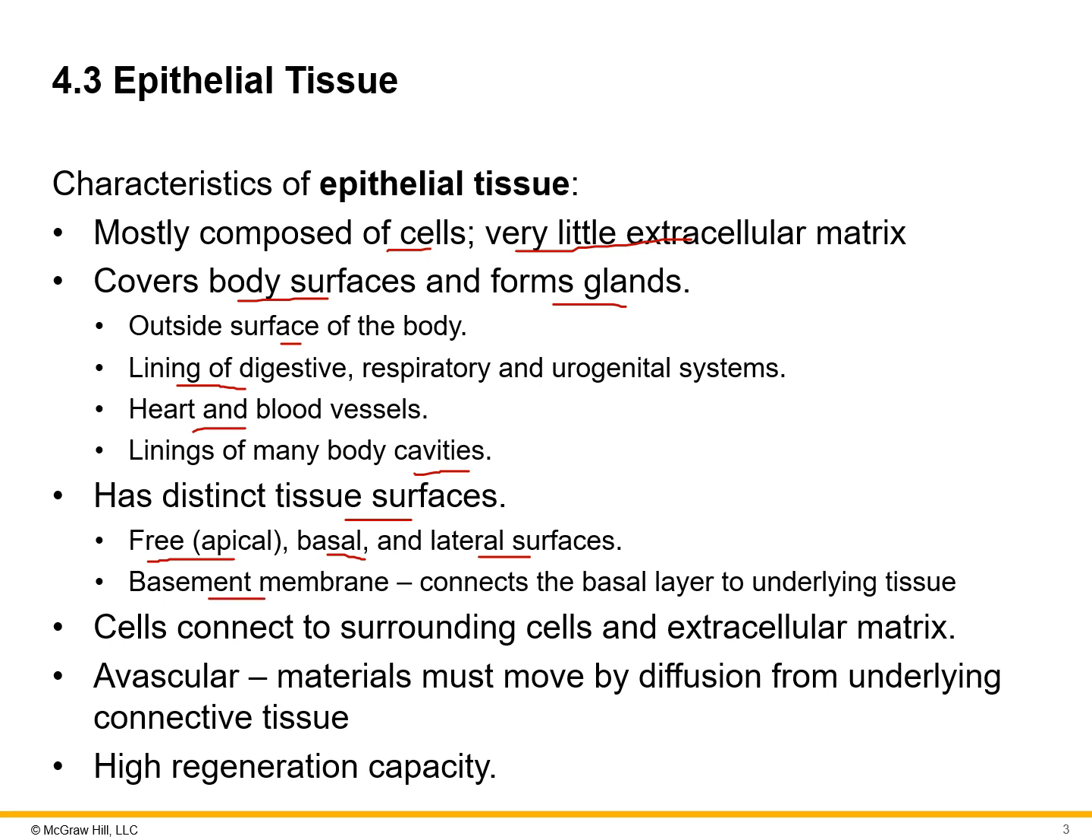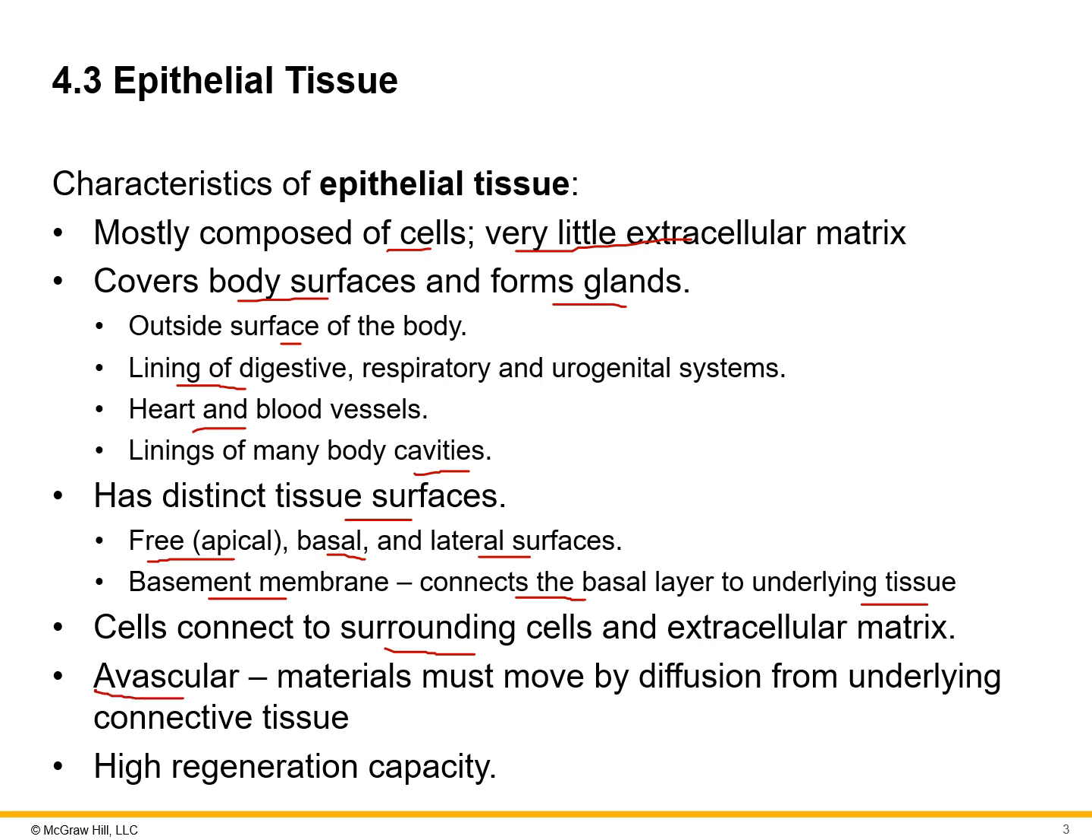And because it's on the lining, they're attached to other tissues. So they have what's referred to as a basement membrane, and that connects that basal layer to other tissues. So like our skin, we have the epidermis, which is on the outside, and then the dermis. So again, that epithelial tissue would be attached to another tissue using that basement membrane. And then again, the cells connect to surrounding cells and some extracellular matrix.